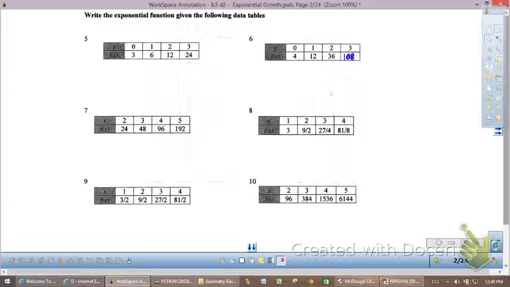Okay, we're going to do number 8 together. We're writing an exponential function given the following data tables. So we're going to focus on number 8 real quick. Might be a little more challenging because we have some fractions here. So guys, which two inputs should we focus on?